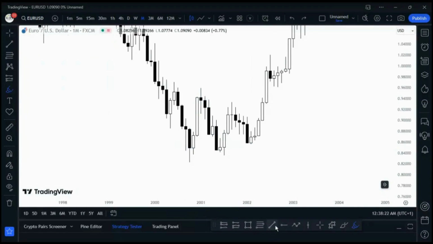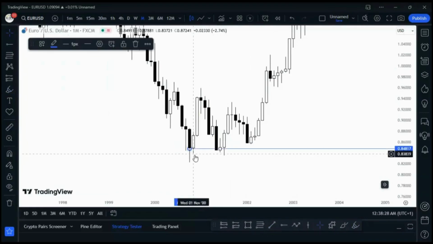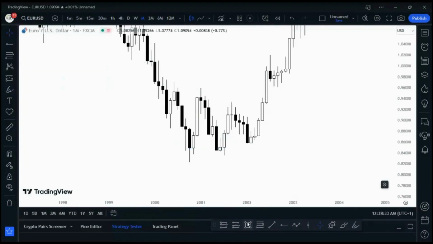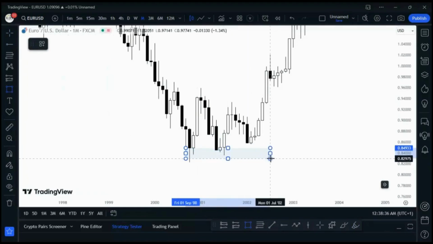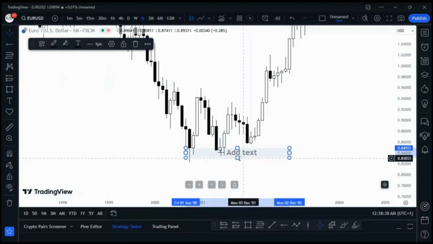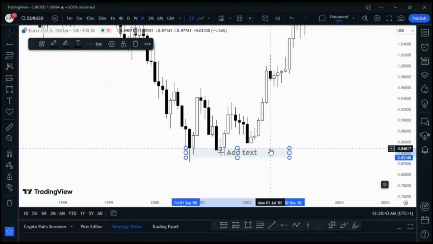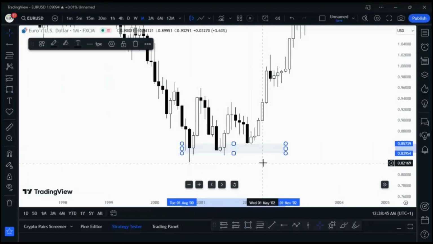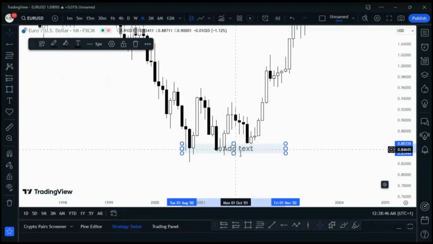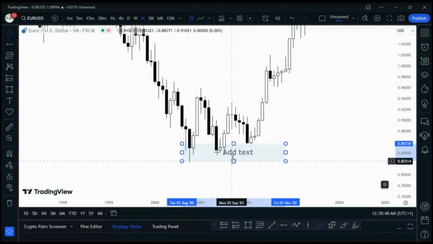Now what you do is either use your trend line or your horizontal line to map your support level, or you use a rectangle here to mark this zone, because it is often a zone, not just a level. It might not be the exact price, but it is a zone where the market tends to reject quite often.